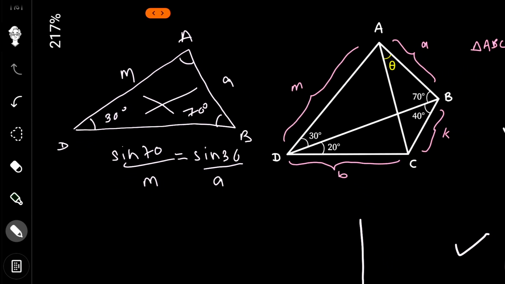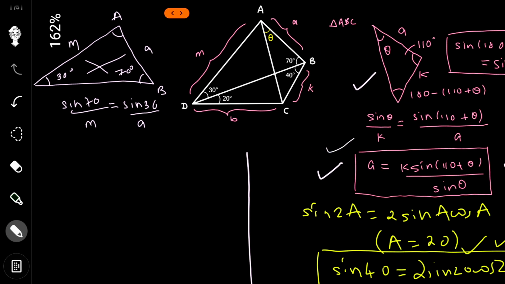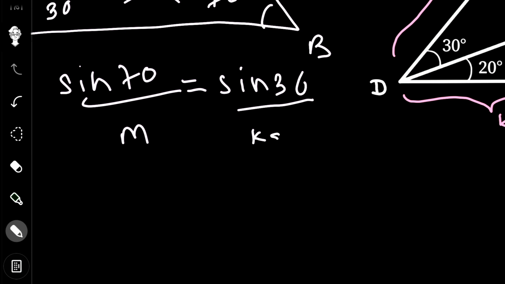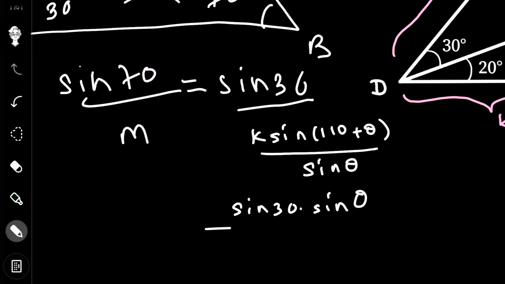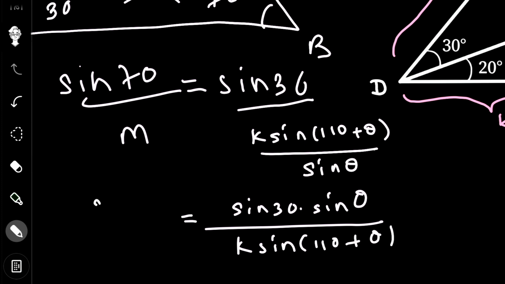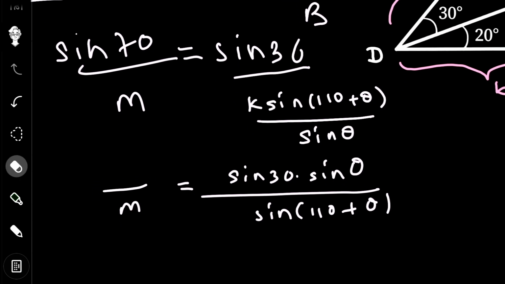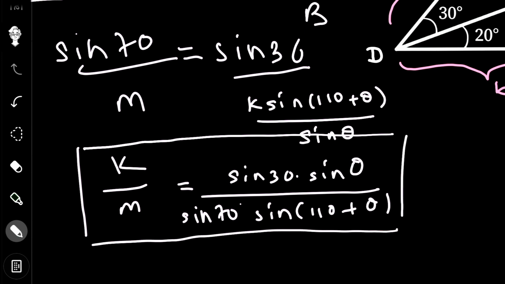Now recall that we have got the value of A in terms of K, you can see that over here. The value of A is equal to K times sine of 110 plus theta divided by sine of theta. Now we can rearrange this fraction, so sine of 30 degrees multiplied with sine of theta divided by K times sine of 110 degrees plus theta is equal to sine of 70 degrees upon M. Now by doing the cross multiplication, we can get the value of K upon M, and that would be sine 30 into sine theta divided by sine of 70 degrees into sine of 110 plus theta. So here we have got the first value of K upon M.